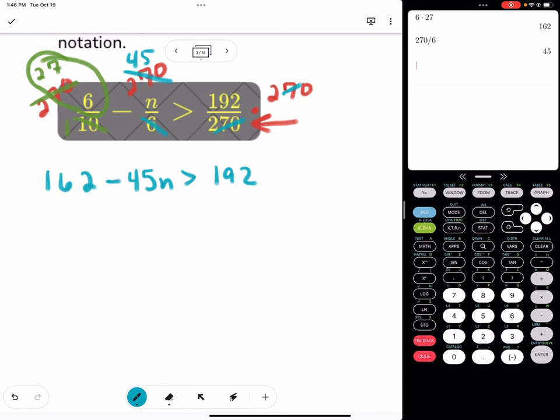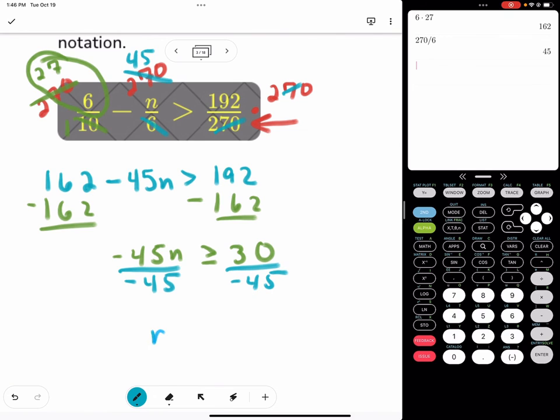And now by multiplying by that big denominator of 270, notice how I no longer have any fractions in it. And so now we can just go about solving this thing like we normally would. Subtract our 162, giving us negative 45n. It's greater than, I think that's just 30. And we'll divide by a negative 15 here, or negative 45. Sorry.